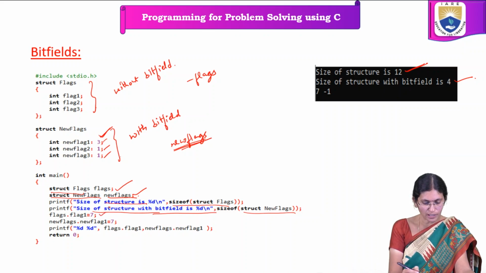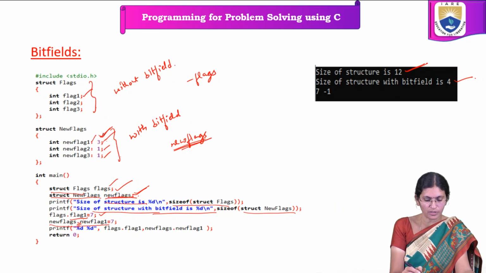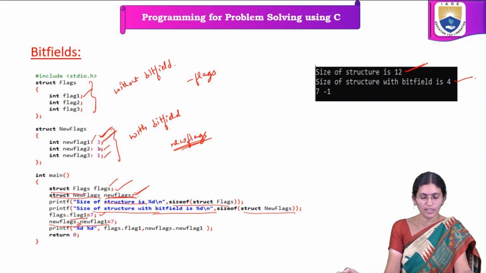Now we assign a value to this member of this structure: flags.flag1 is equal to 7. Now we assign a value of 7 to this member also, new flags. This is the variable name. We can access each member by using the dot operator: variable name dot the member name, newflags.flag1 is equal to 7. So this member is assigned a value of 7, though we have specified that this member requires only 3 bits.